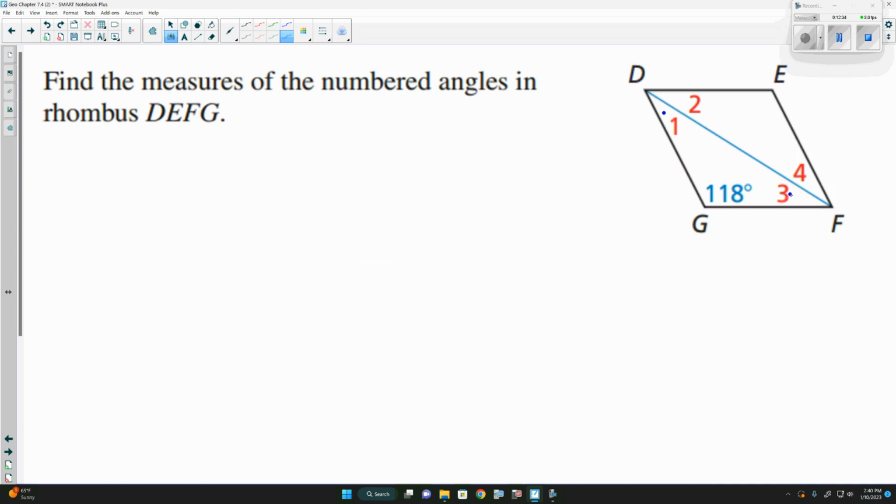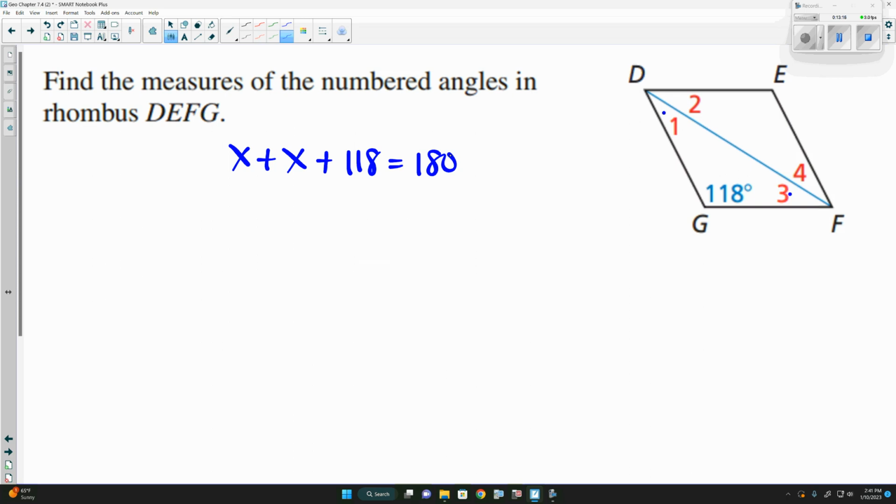So we could call angle 1 X. We can call angle 3 X. And these three angles will add together to be half of it. So we can use 180. Now we could use 360, but we would have to add it again. Because we could use 360, but we would set angles 1, 2, 3, and 4 as X, and angle G and E as 118.